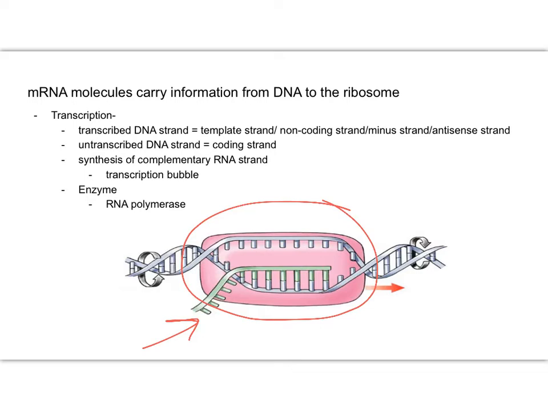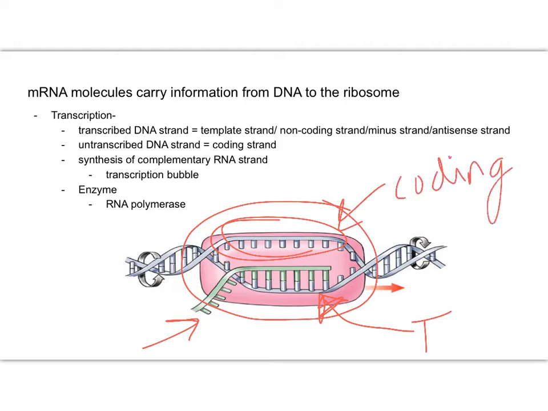So the DNA strand that is actually transcribed is considered our template, our non-coding strand, our minus strand, our antisense strand. There's a lot of terms for it. Template is going to be the most common. So for instance, in this case, this one right here is my template strand or my non-coding strand. And this untranscribed DNA, this one over here, that one is going to be my coding strand.